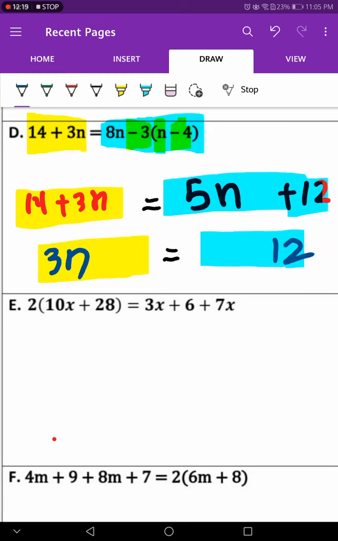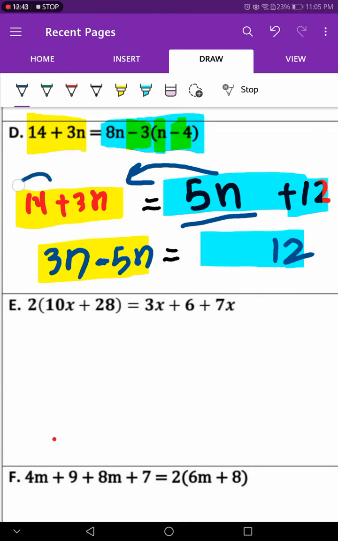So I will now throw this to this side, so it will be negative 5n. I have to remind my friends that when you throw, it becomes the opposite. If it is multiply, it will be divide. You mean if it is positive? Yes, it will be negative. And if it is negative? It will be positive. Great.